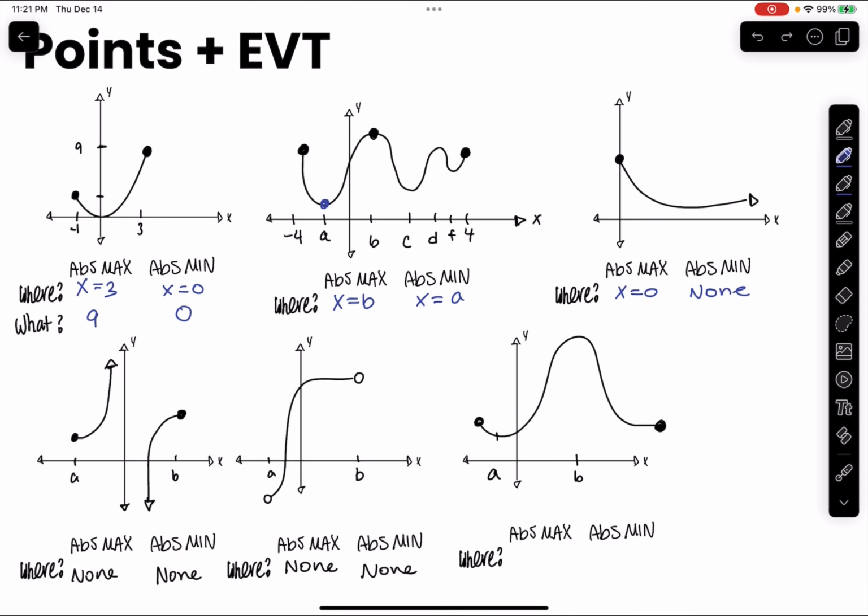So for the last one, where's the absolute maximum? Again, ask yourself, where is the highest point on the graph? Well, I would say that over here is the highest point of the graph. If you want to check, draw a line. Is there any other point that's higher than that? No. So the absolute maximum is at x is equal to b.